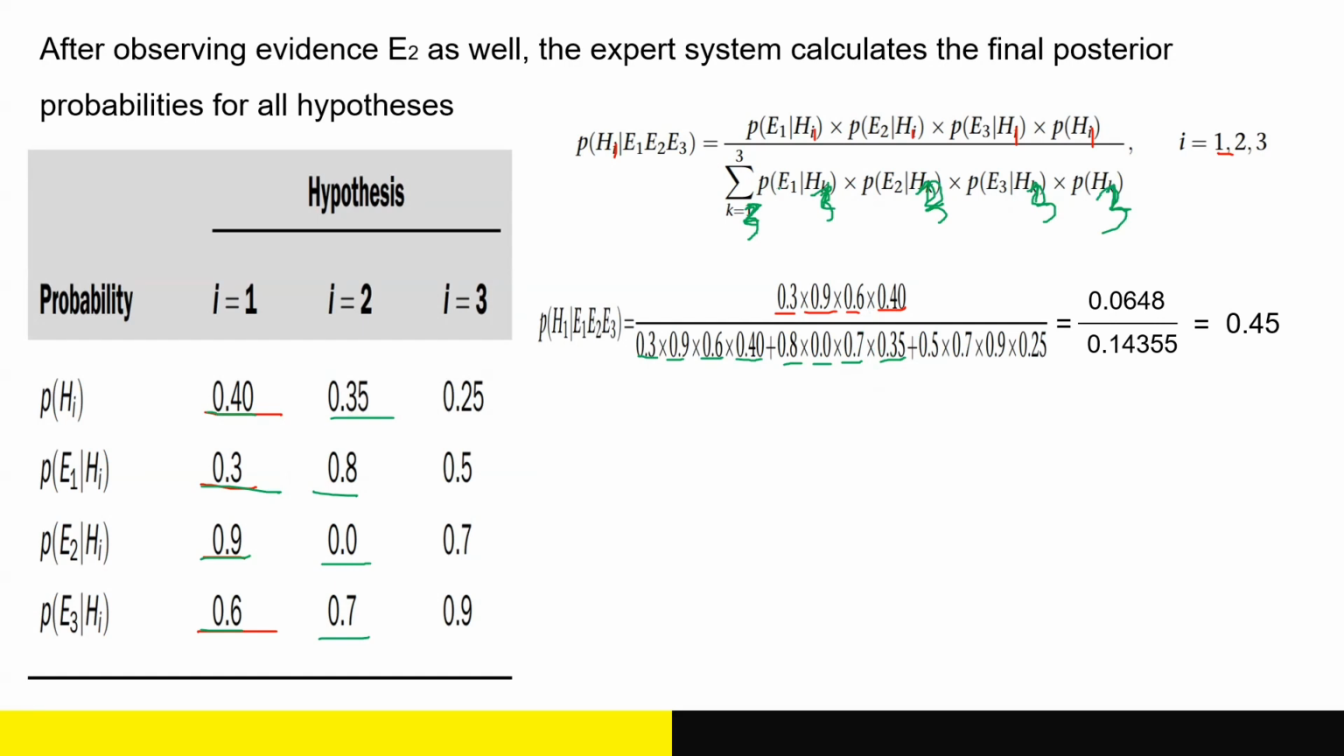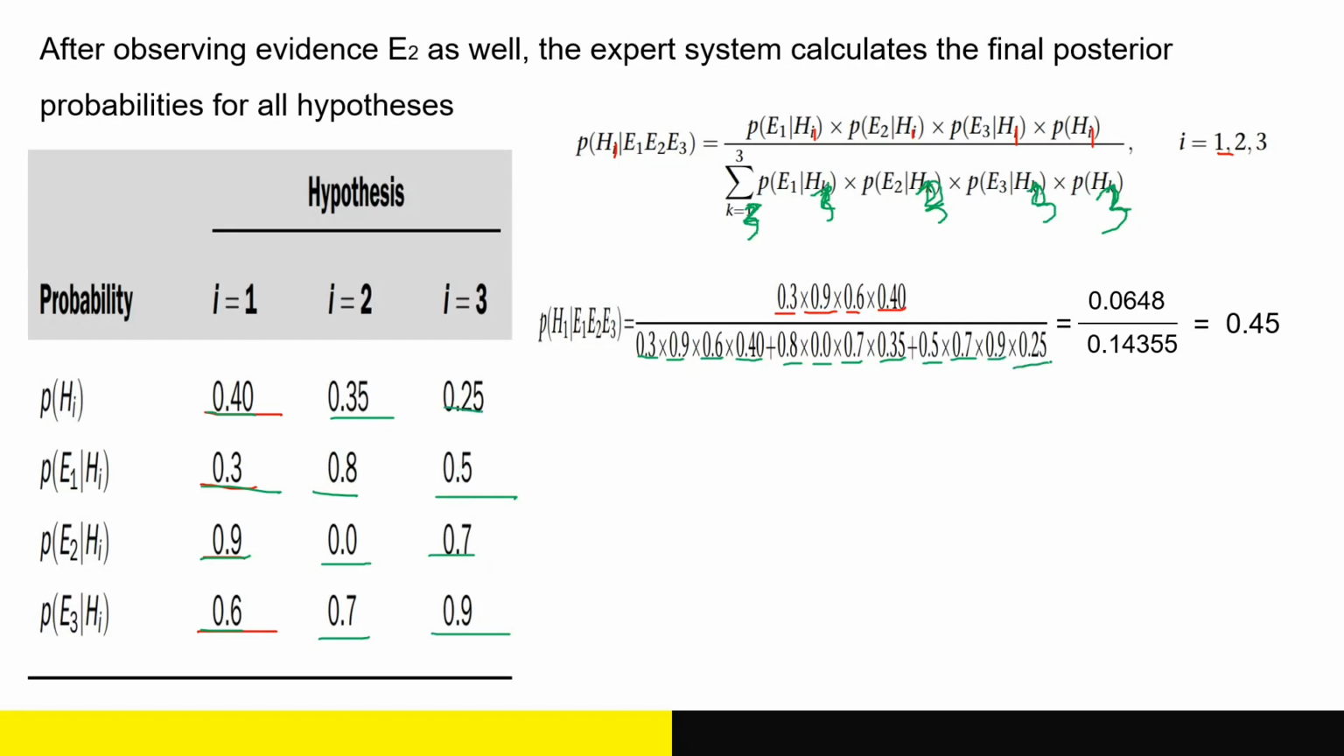So probability of evidence 1 given hypothesis 3, we have 0.5, multiplied by probability of evidence 2 given hypothesis 3, so we have 0.7, and then multiplied by probability of evidence 3 given hypothesis 3, so we have 0.9, and then multiplied by probability of hypothesis 3, which is 0.25.